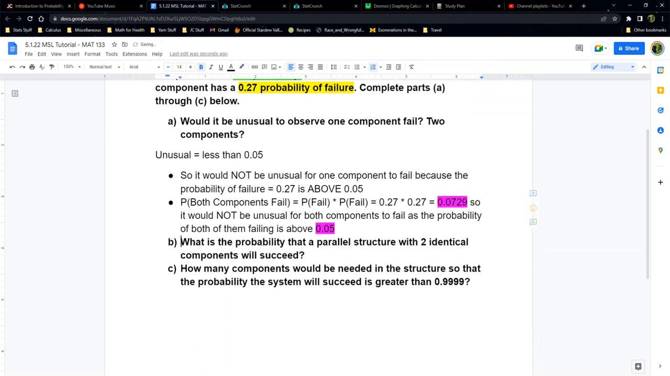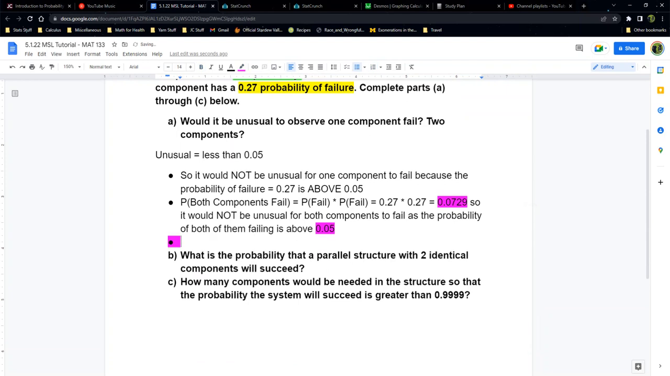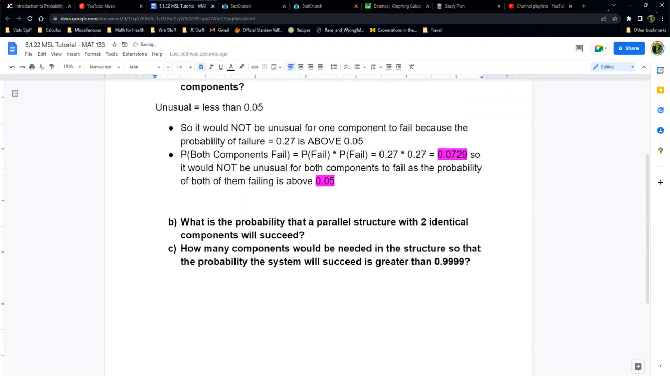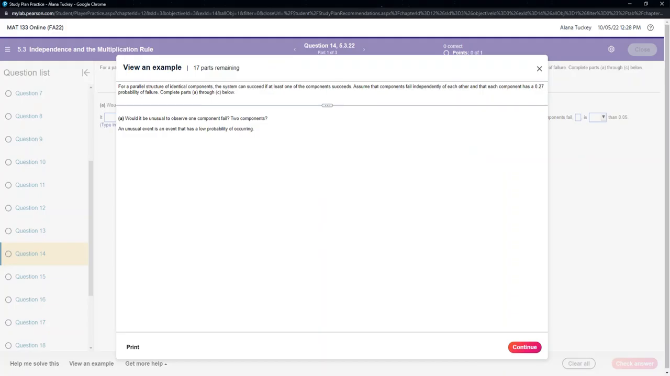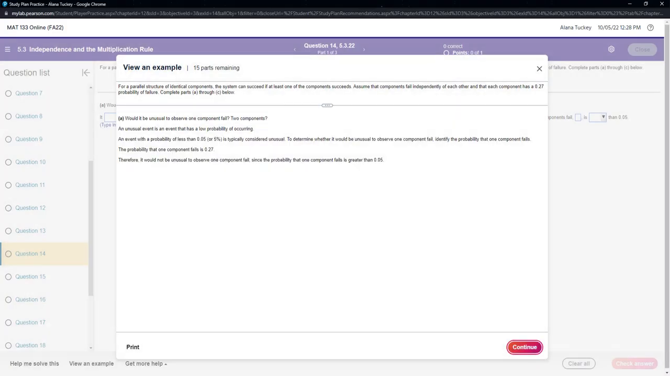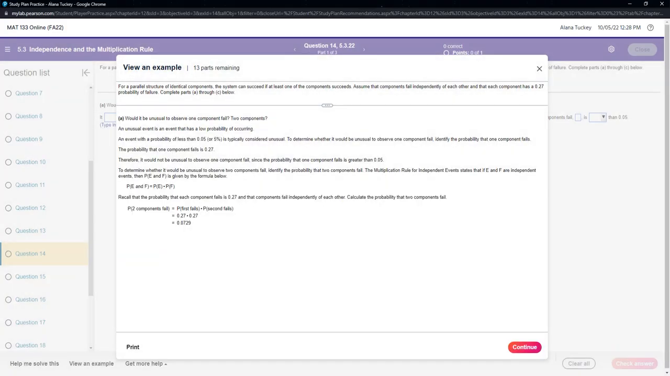All right, so we answered those questions. There we go. All right, what is the probability that a parallel structure with two identical components will succeed? Oh, before I get to that, let me double check here. So if I go back to this question and I click on the continue of the example, you can see what I was saying. So there's the 0.27, which is not unusual. There's the 0.0729, which is not unusual.